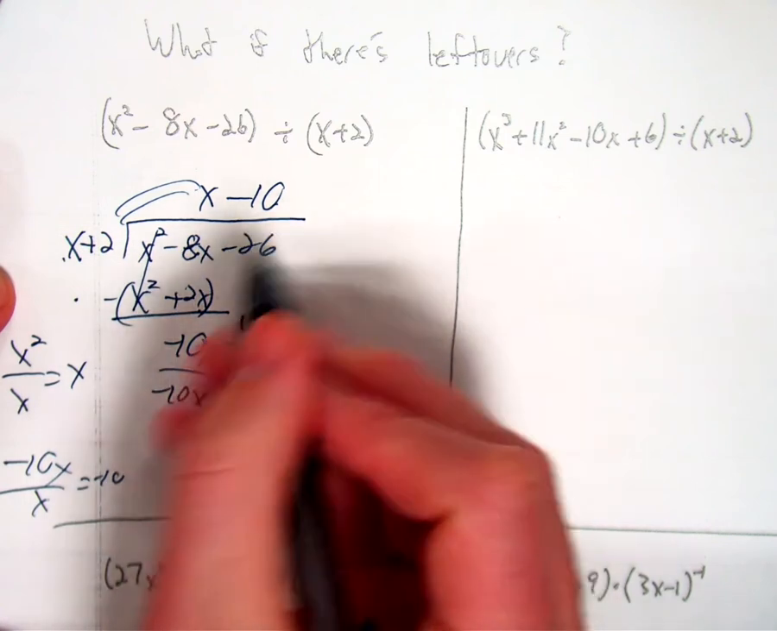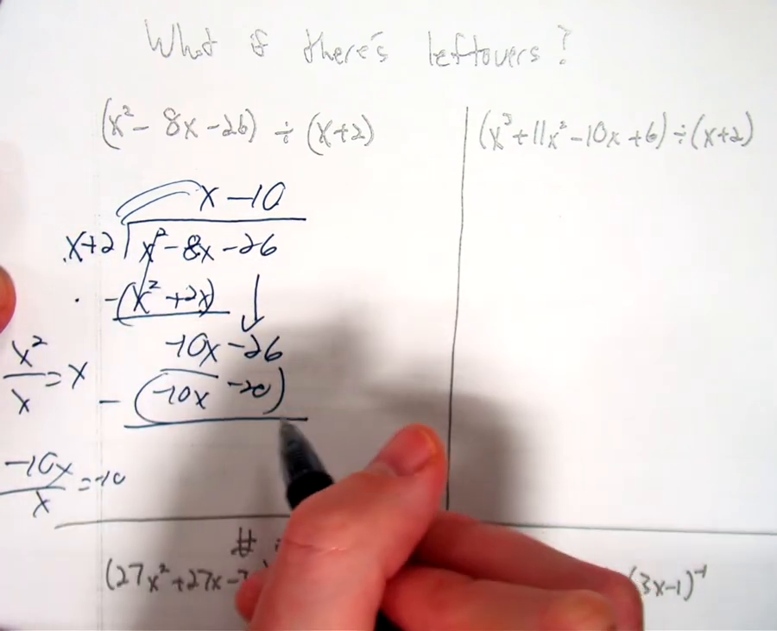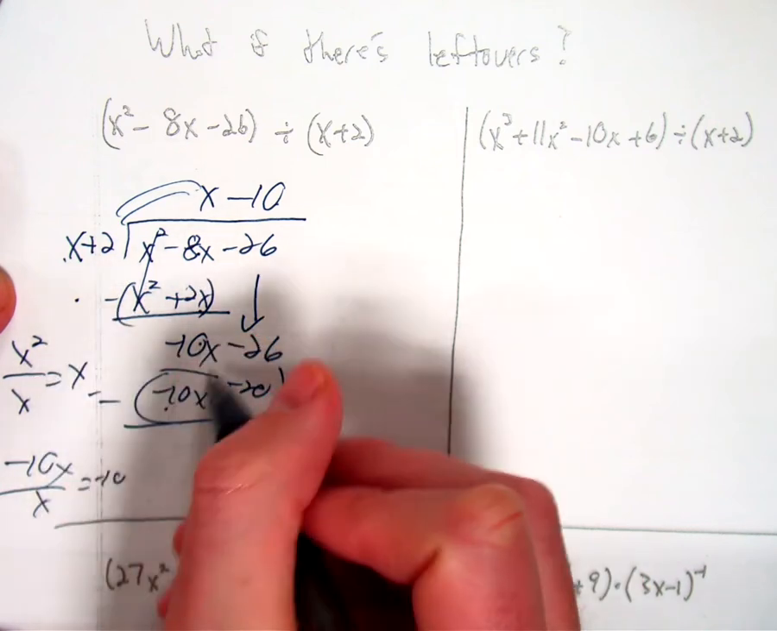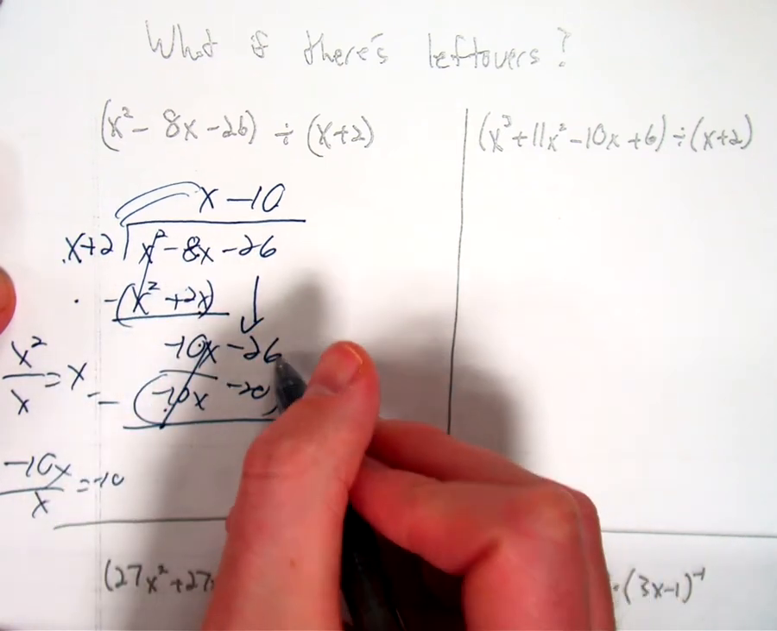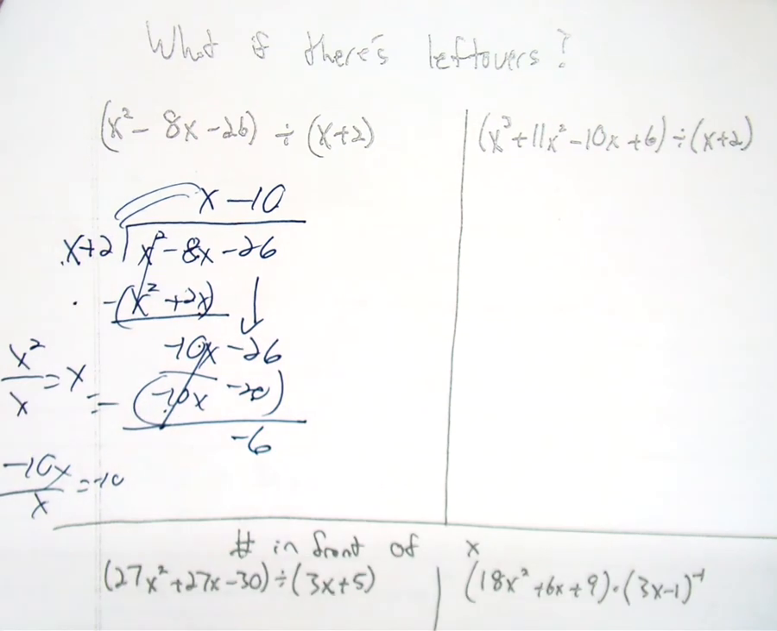Negative 10x minus 20. Subtract down. Negative 10 minus negative 10 cancels out. Negative 26 minus 20, so plus 20 is just a negative 6. Okay, so we got a leftover, we got a remainder. What do we do with that?